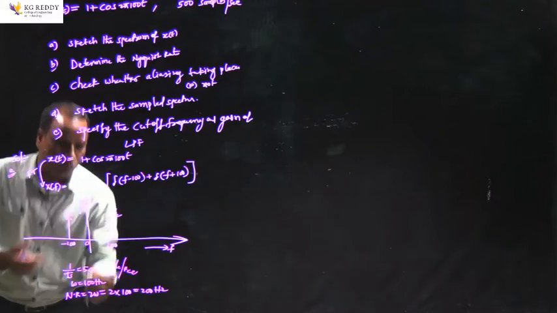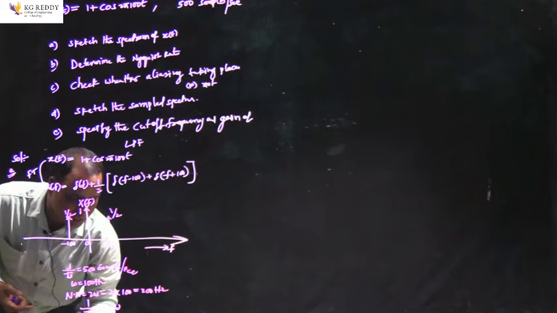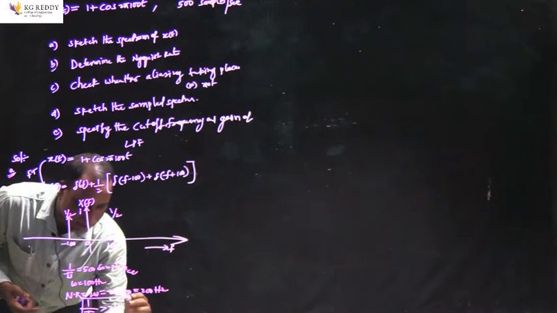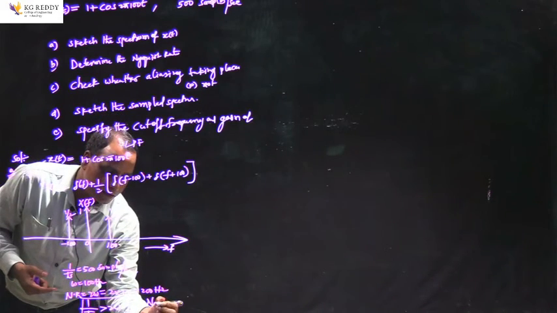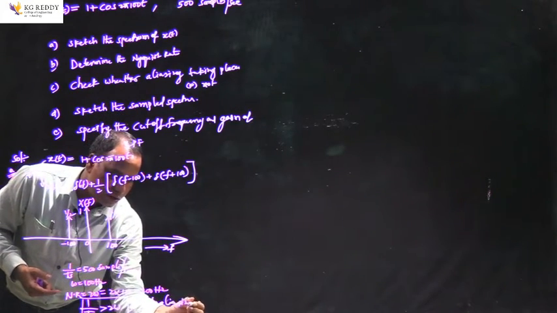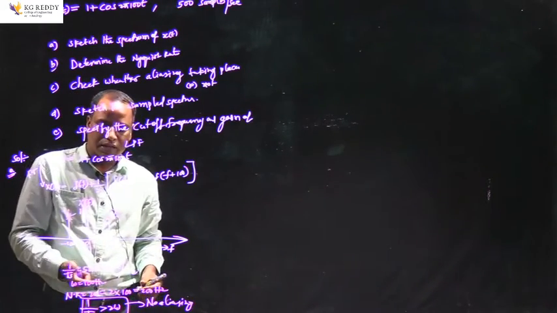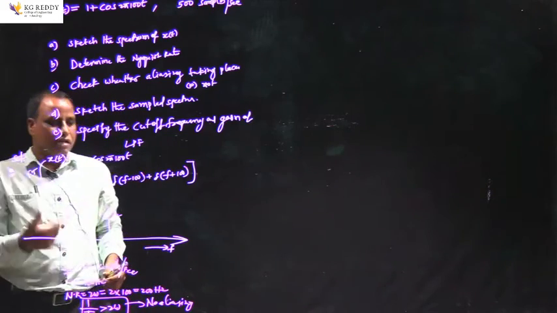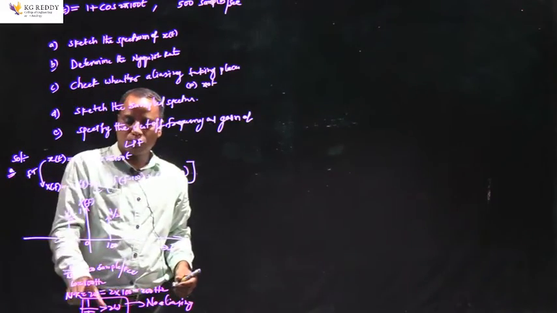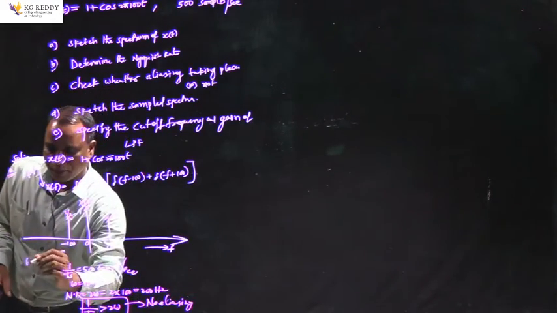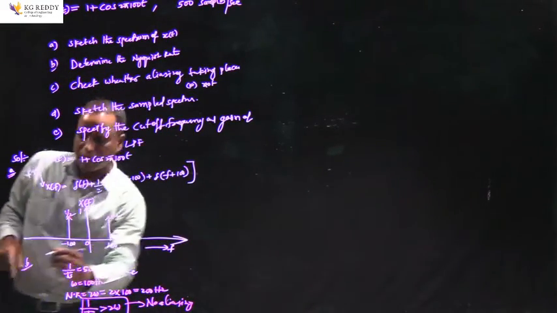Now this 1 by Ts is greater than 2 into omega. That is the reason no aliasing is taking place, because 1 by Ts is greater than 2 omega. When does aliasing take place? If 1 by Ts is less than 2 omega, only then will the aliasing effect occur in the sampling process. So no aliasing takes place. This is the solution for B and C.